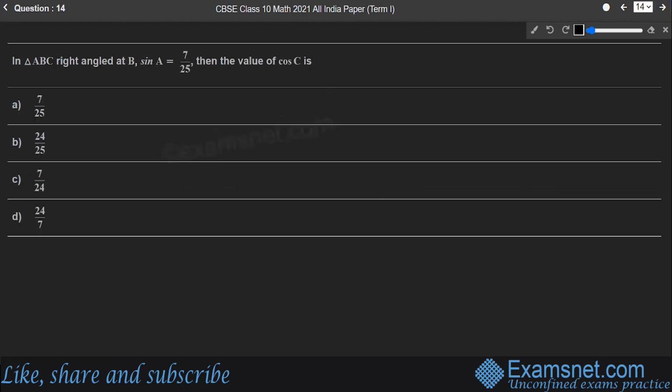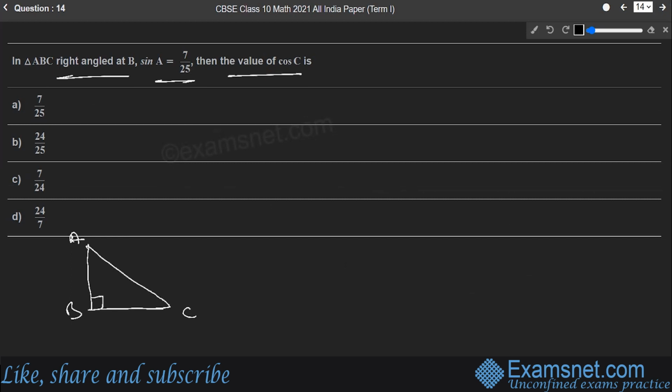Next one. In triangle ABC, right angle at B, sine A is equal to this much, then the value of cos C is. So let us draw the triangle. Okay, right angled at B, as they say. So let us draw it like that. So it is right angled at B. So this is B, this is A, and this is C. Right angled at B. Now sine A is equal to 7 by 25.